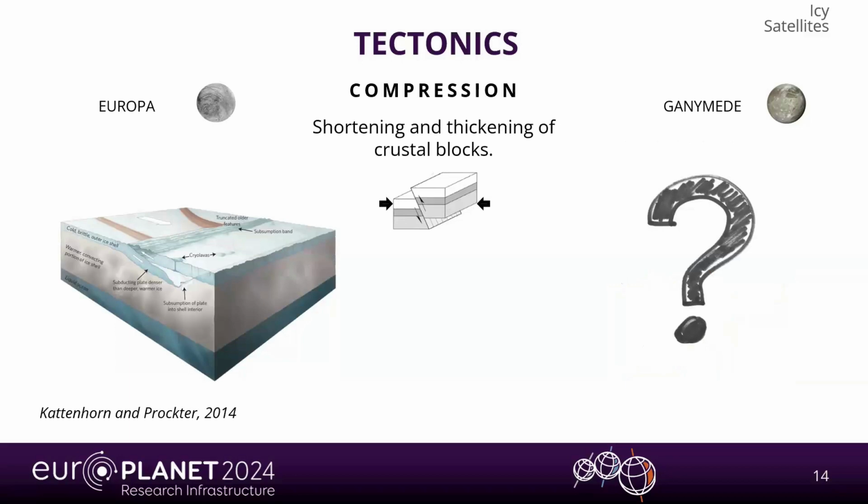And unfortunately, icy satellites show very little evidence for compressional structures. Compression is the contrary of extension, so it's the shortening and thickening of the crust. This is an example of a model for the icy crust of Europa that suggests a plate-tectonic-like model, where compression is accommodated in subduction-like zones that are the compressional zones recognized on Earth.